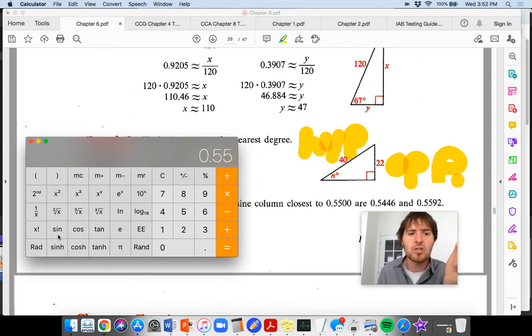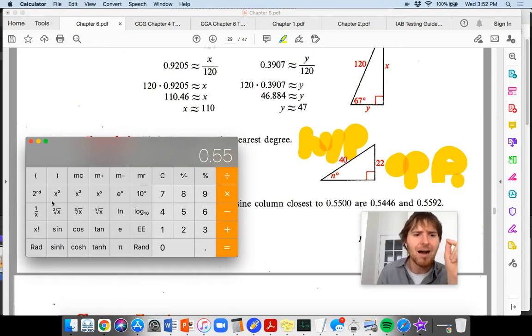So here, we're not going to do sine of 0.55. That would mean sine of 0.55 degrees. That doesn't make any sense. The opposite over hypotenuse ratio is 22 to 40, or 0.55. This is 55% of that one right there. Okay, so what we're going to do is back it up.